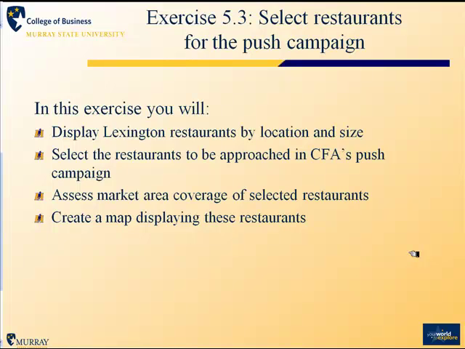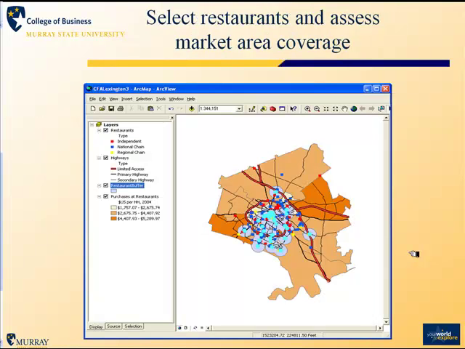restaurants whose purposes it is to convince consumers that they want to dine at those restaurants based on locally produced food products. You will identify the restaurants that are the most likely to participate in that program and create a map which shows their coverage of the area in Lexington. This is an example of the type of map that you'll use.